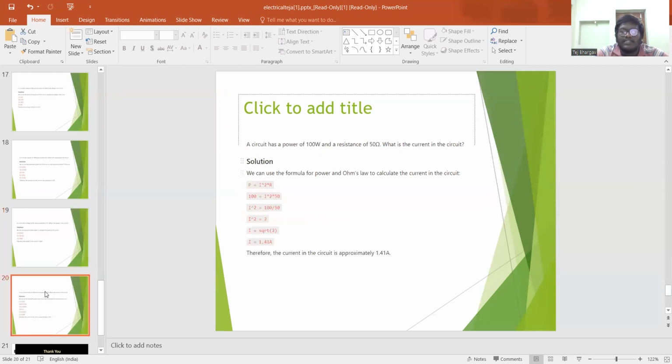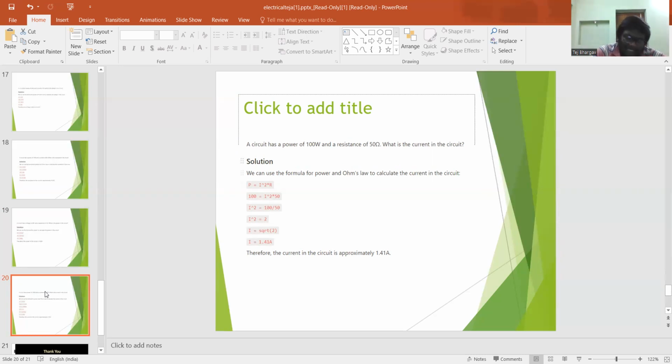Okay, next, coming to the next problem. A circuit has a power of 100 watts and a resistance of 50 ohms. What is the current in the circuit? We know that P is equal to VI and V is equal to IR. As per the question, he gave only two quantities: P is equal to 100 watts, and resistance is equal to 50 ohms.